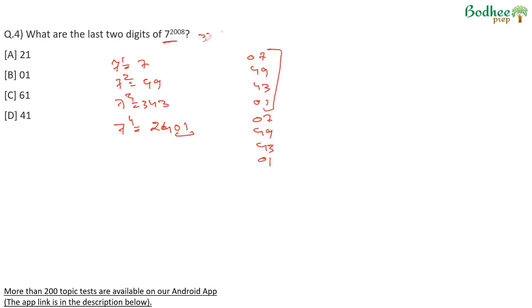Now 2008 is nothing but 4 into 502, so 2008 is a multiple of 4. So we look at the fourth power, which ends in 01. Hence 01 will be the answer.